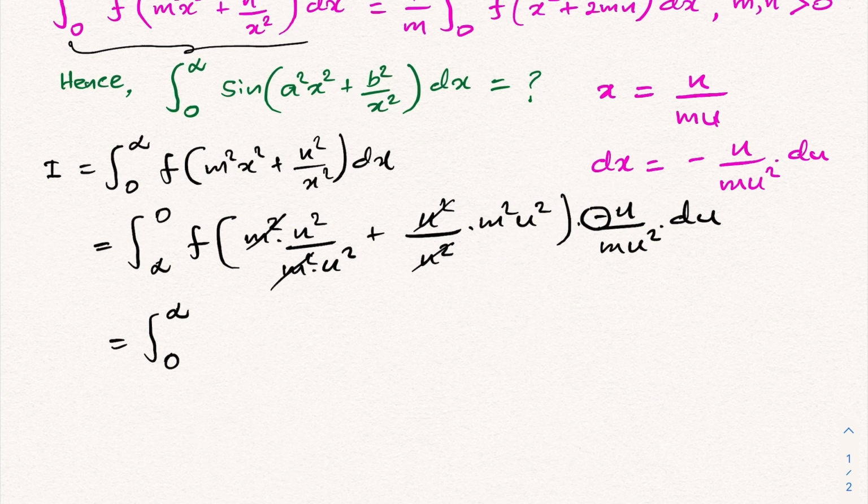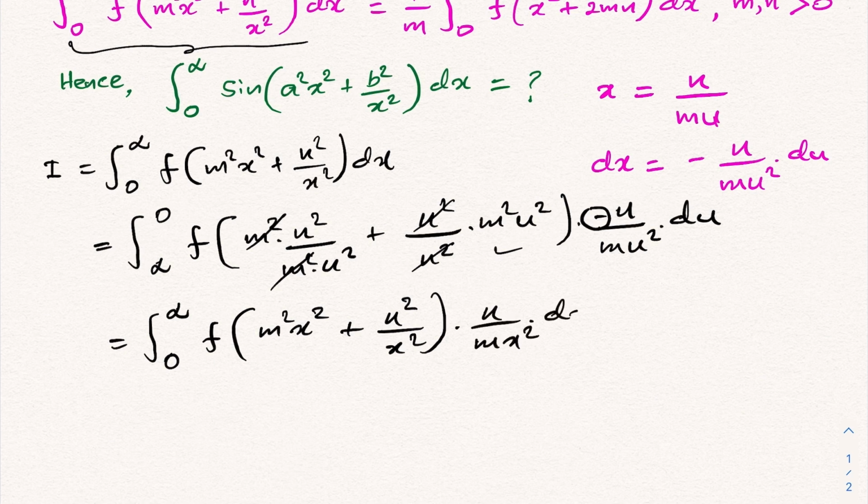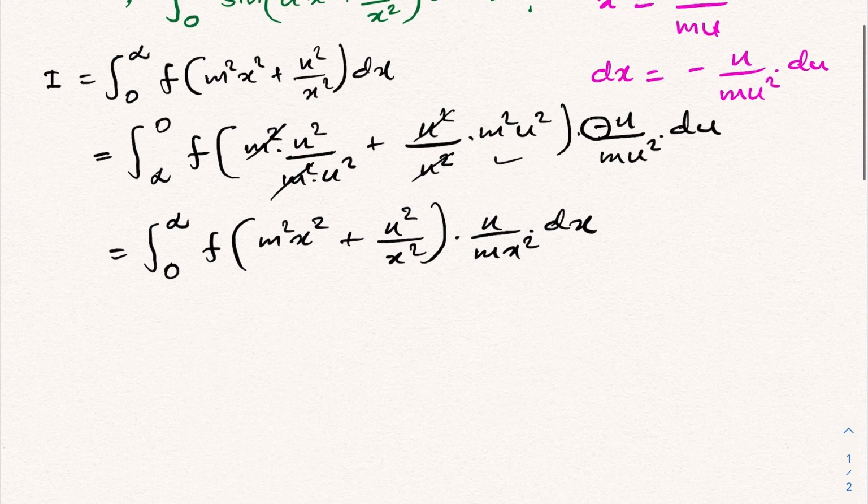So we have f of, now I'm going to write m square u square first. At the same time, we can change the variable because the definite integral is independent of the variable. So instead of u, we can plug in x. So we have m square x square plus again n square over x square, times n over m times x square dx. Okay, then this is also equal to I.